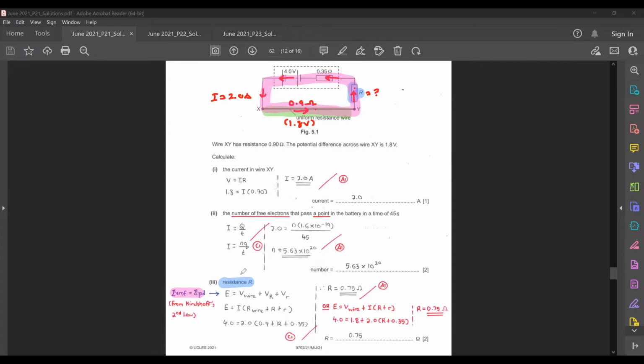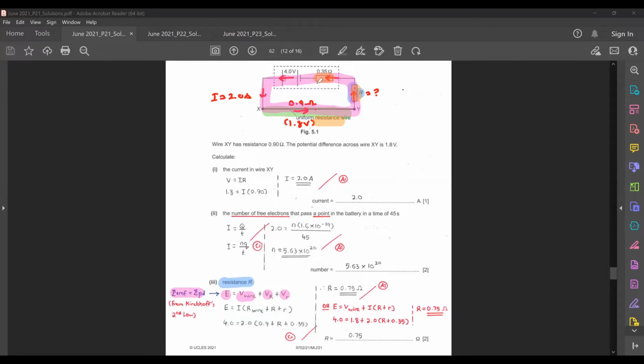There's only one source of EMF, which is E. Let's call this 4 volts as your E. And then you have 3 different sources of PD. You have the PD for your uniform resistance wire. You have your PD through your fixed resistance R. You also have your PD through your internal resistance. So here, if I write it out, it'll be voltage across the wire plus voltage across the resistance R plus voltage across the internal resistance.